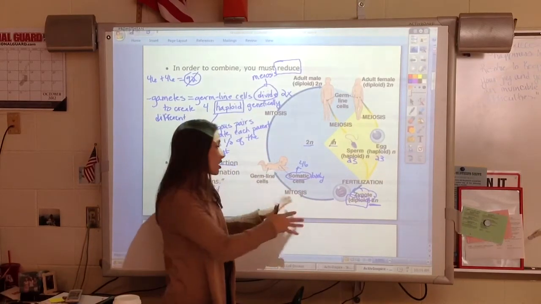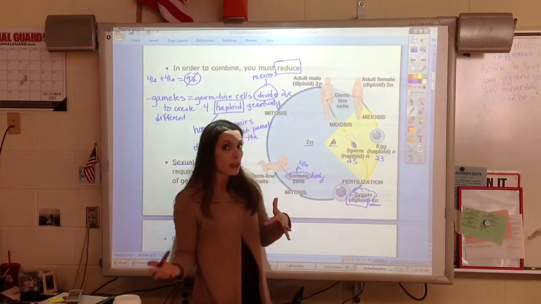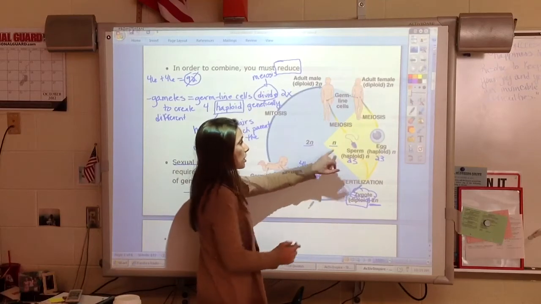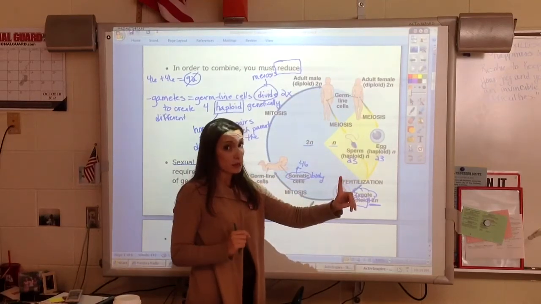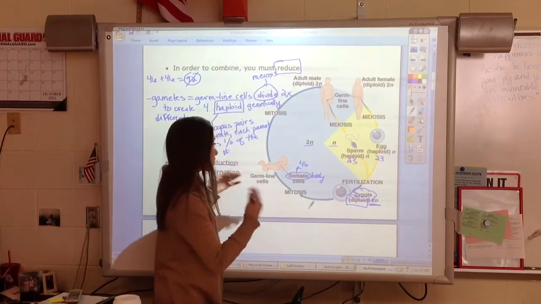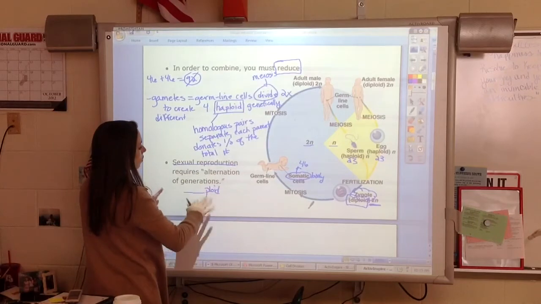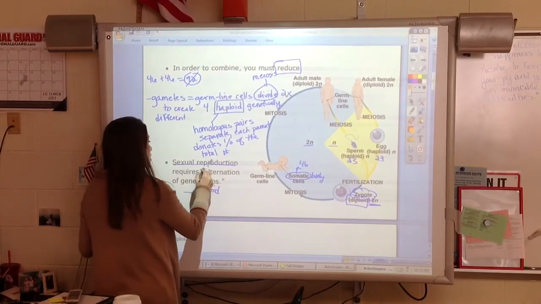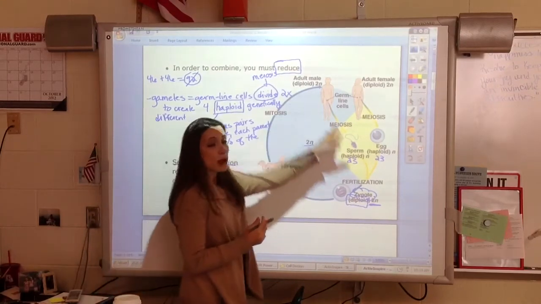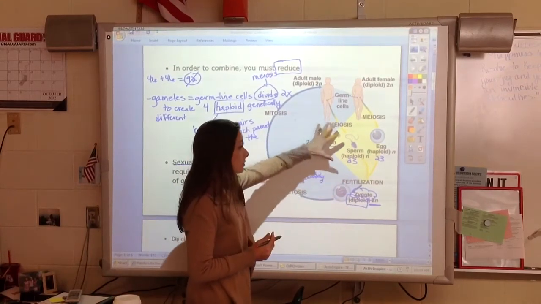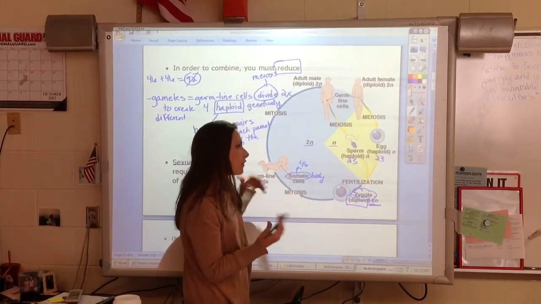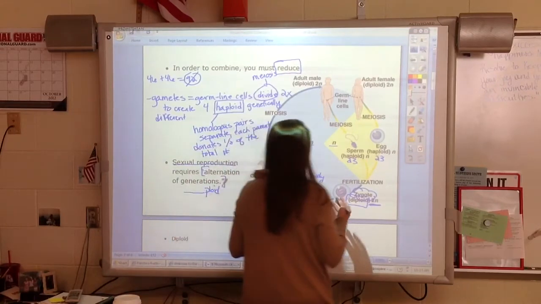So instead of having to talk about humans being 46 and fruit flies being this and so on, we can actually just use N to represent the number of different chromosomes and 2N to represent the diploid number. So we definitely want to take some time to become familiar with all of these words. And this phrase, alternation of generations, refers to the fact that at some point in the life cycle, some cells will be haploid and some cells will be diploid. And we look at how often that happens in the organism's life cycle.